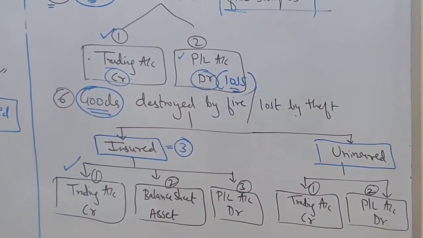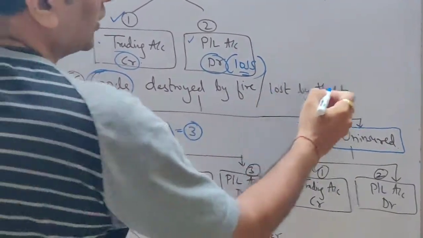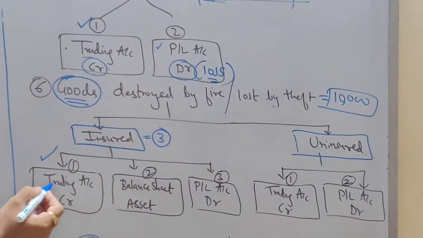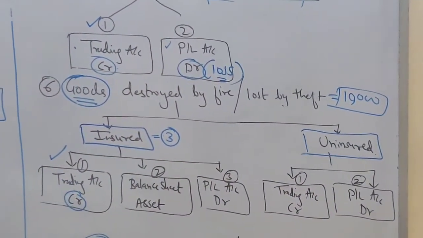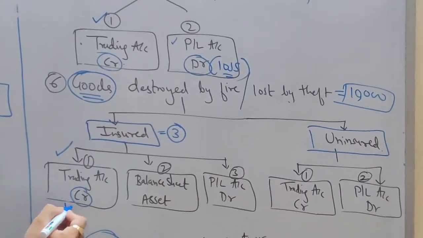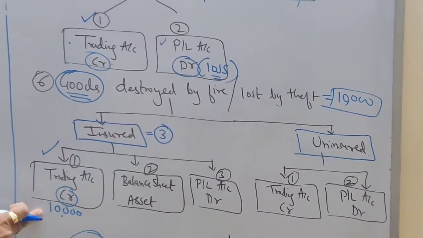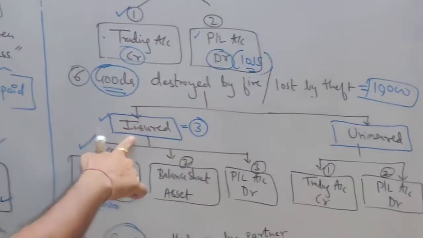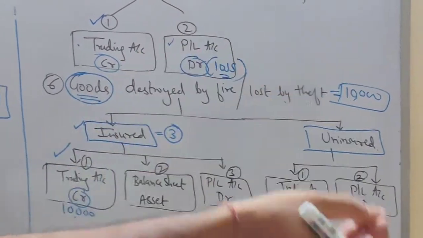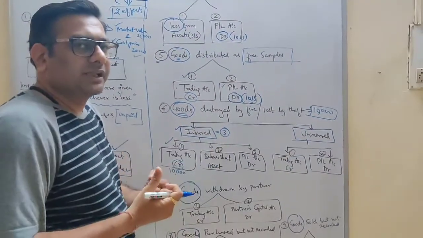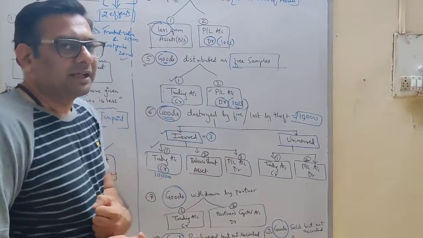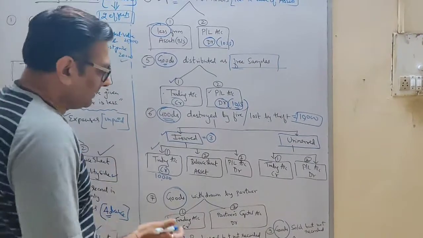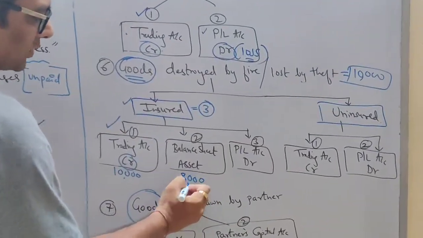Students, let's take one example. Suppose goods destroyed by fire or lost by theft are of 10,000 rupees. So, in the trading account, credit side, you show in your books that you lost goods of rupees 10,000. Now, since you have taken an insurance policy, it is insured goods, definitely you will go to the insurance company since you have taken a policy and you will ask for claim money. The insurance company agreed that they will accept your claim up to rupees 8,000.